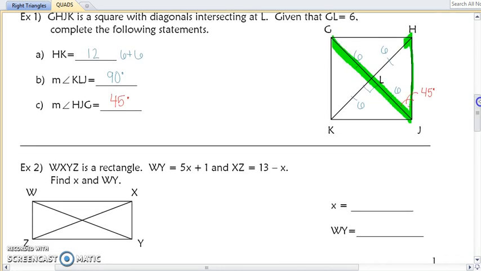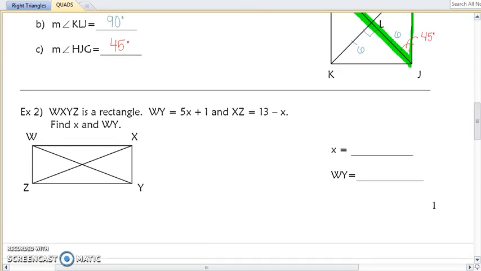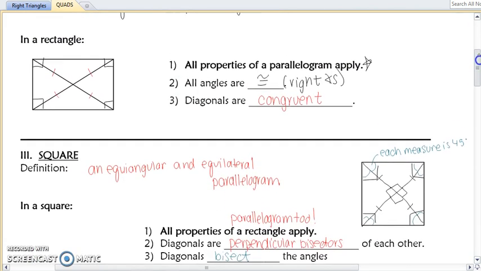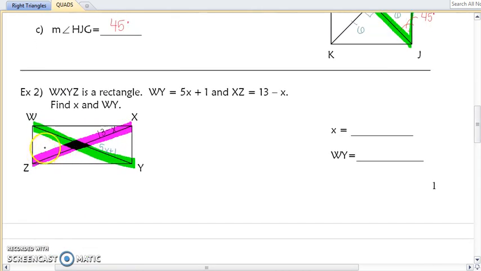Okay, in our next example, we're going to be talking about a rectangle. We're given that WXYZ is a rectangle. We know WY, W to Y, has a measure of 5x plus 1. We know X to Z has a measure of 13 minus x. And what do we know about the properties of a rectangle? What do we know about our diagonals? We know that diagonals are congruent. So we can set each of these measures equal to each other to solve for x.